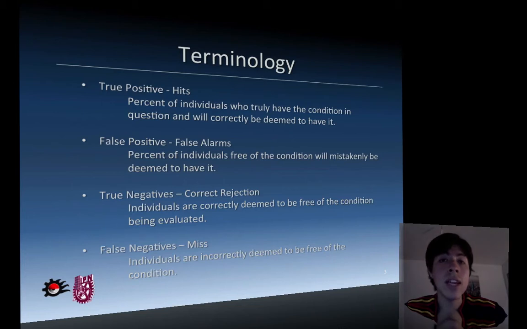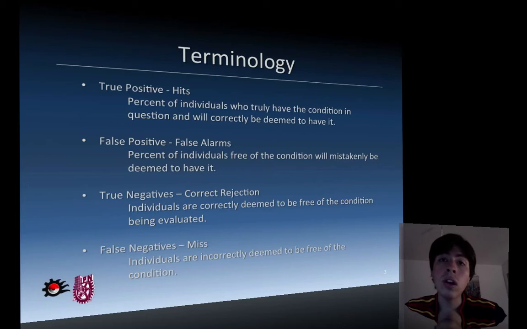Then we have the negatives. We have the true negative and the false negative. The true negative is also called a correct rejection. It's the individuals that are correctly deemed to be free of the condition being evaluated. And finally, the false negatives, which are also called misses. They are individuals that are incorrectly deemed to be free of the condition.